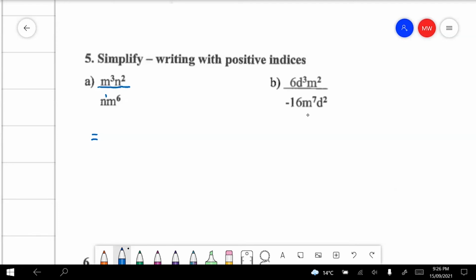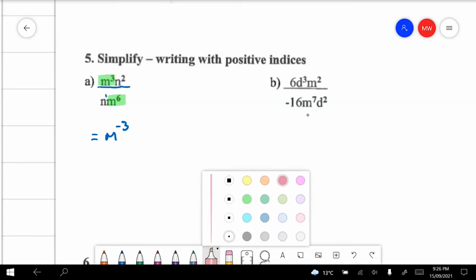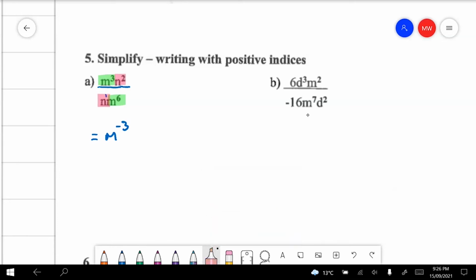So at the top, let's do the m's first. I've got m to the 3 divided by m to the 6. So that becomes m to the minus 3, because 3 minus 6 makes minus 3. And then I've got n to the 2 divided by n to the 1, so n to the 2 minus 1 makes 1. We don't really need the 1 there, but I'll keep it there just to show.